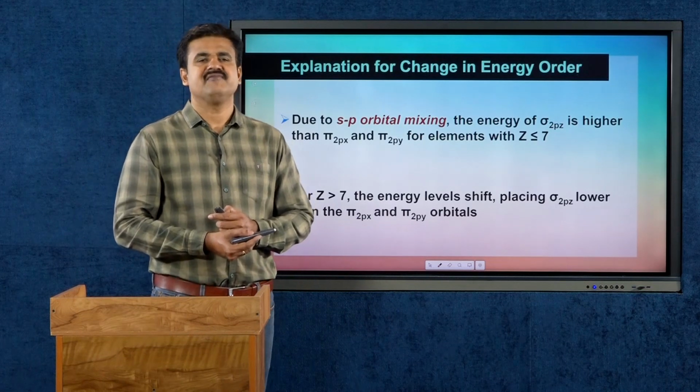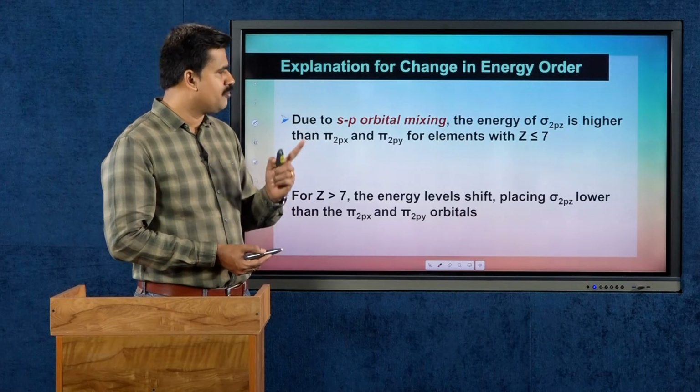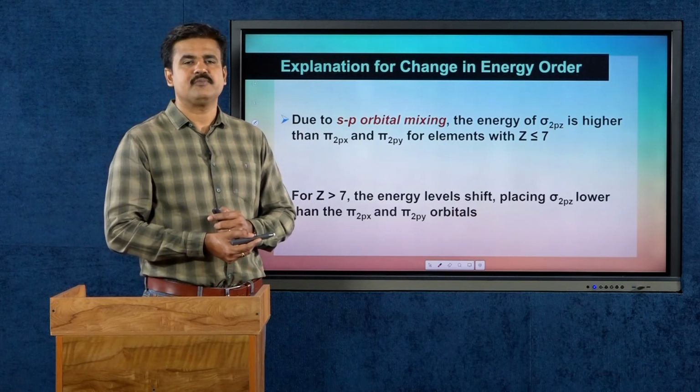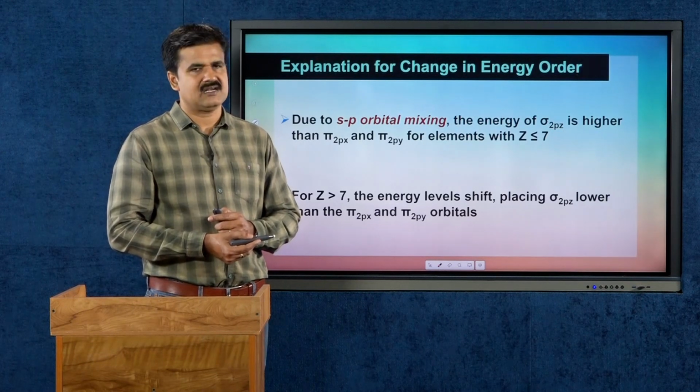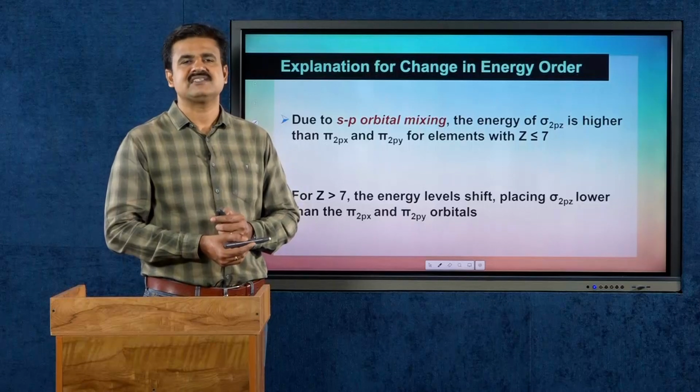For elements with atomic number greater than 7, the energy levels shift, placing sigma 2pz lower than pi 2px and pi 2py orbitals. So, the ultimate reason is considered to be sp orbital mixing.